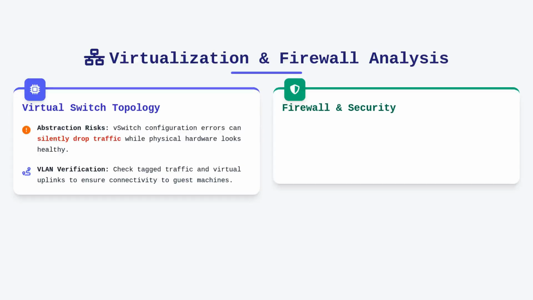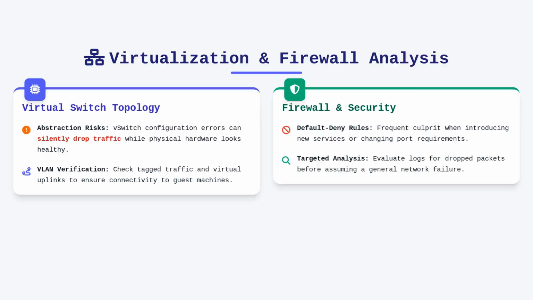Firewall misconfigurations are equally common, as rules designed to harden the server might inadvertently block legitimate traffic protocols required for back-end communication or service interdependencies. Before assuming a network failure, perform a targeted analysis of the firewall logs to see if packets are being dropped by a default deny rule, which is a frequent culprit when introducing new services or changing port requirements.